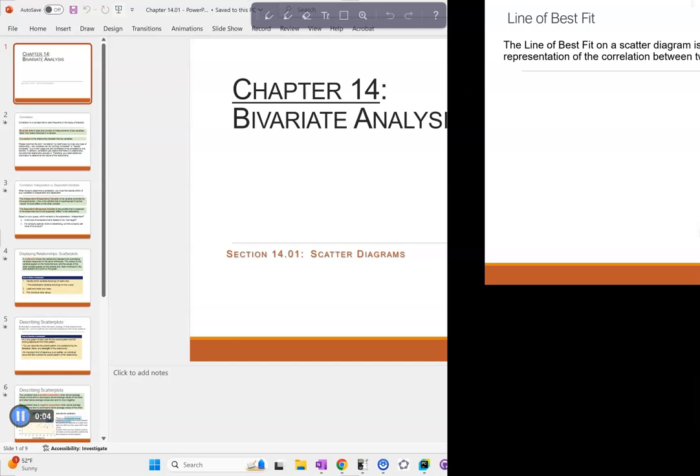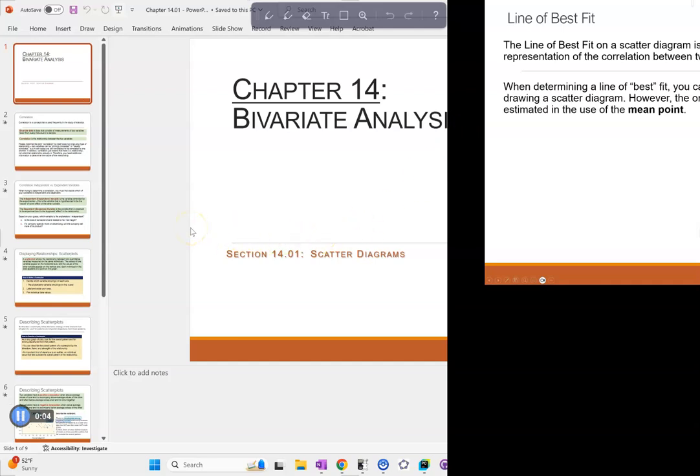So one thing that we'll want to be able to do with our scatter plot is sketch a line of best fit. That line is drawn so that it's as close to all of the data points as possible, and it's basically a representation of the correlation between the two variables.